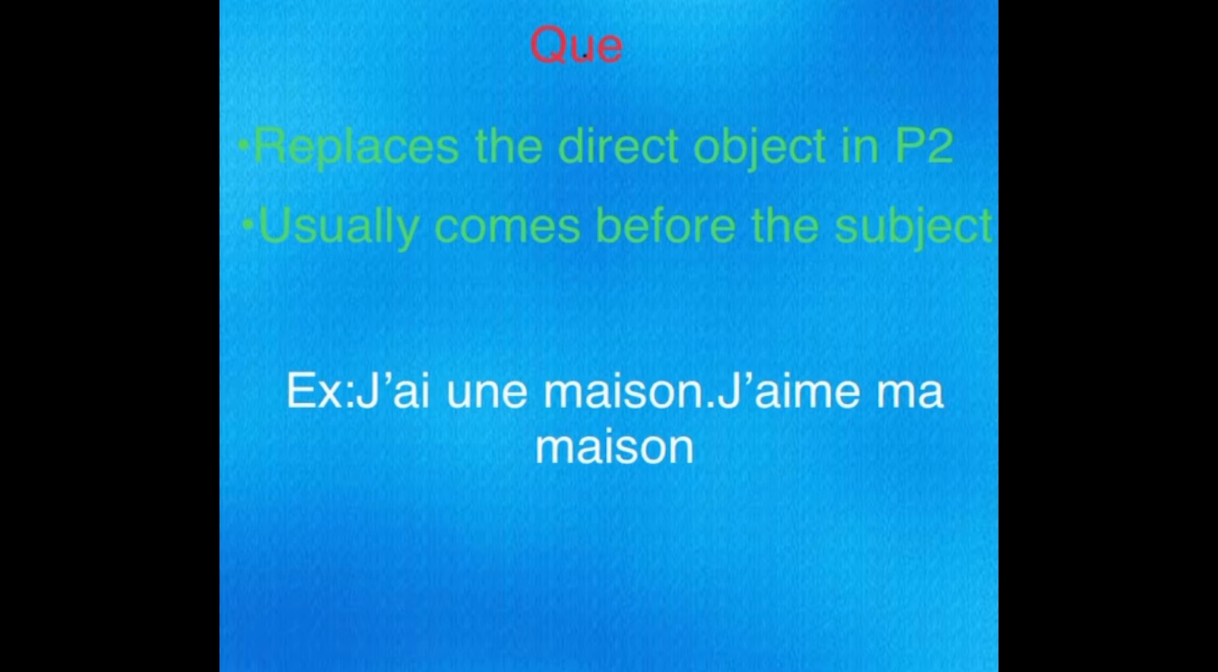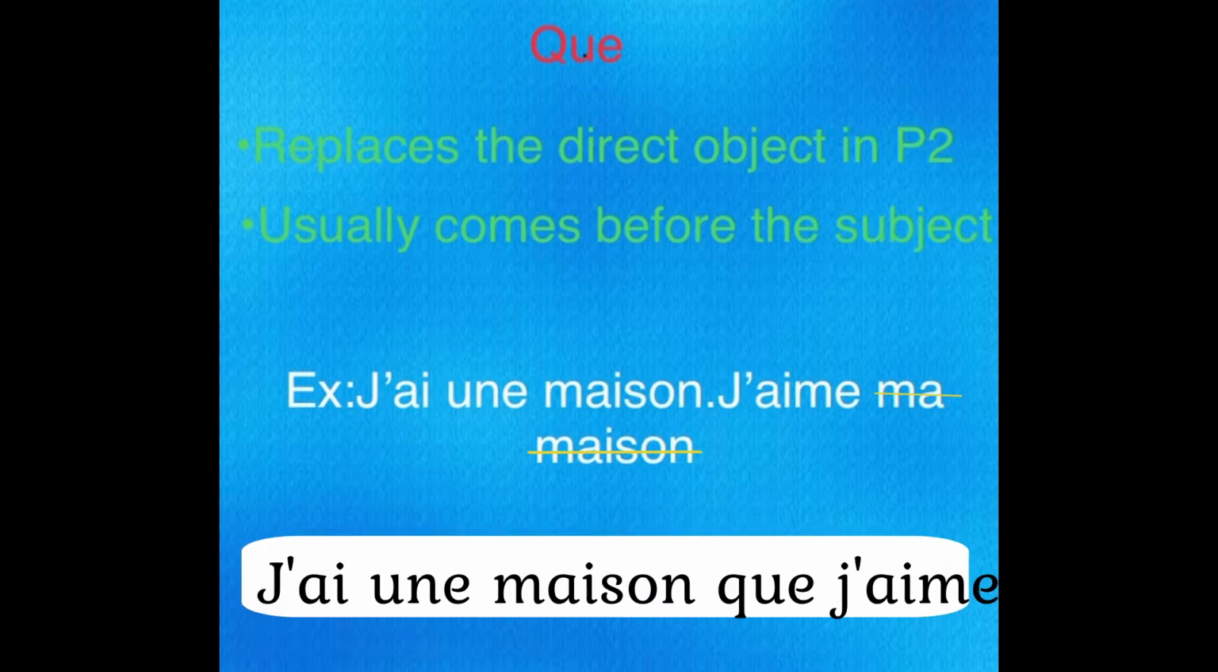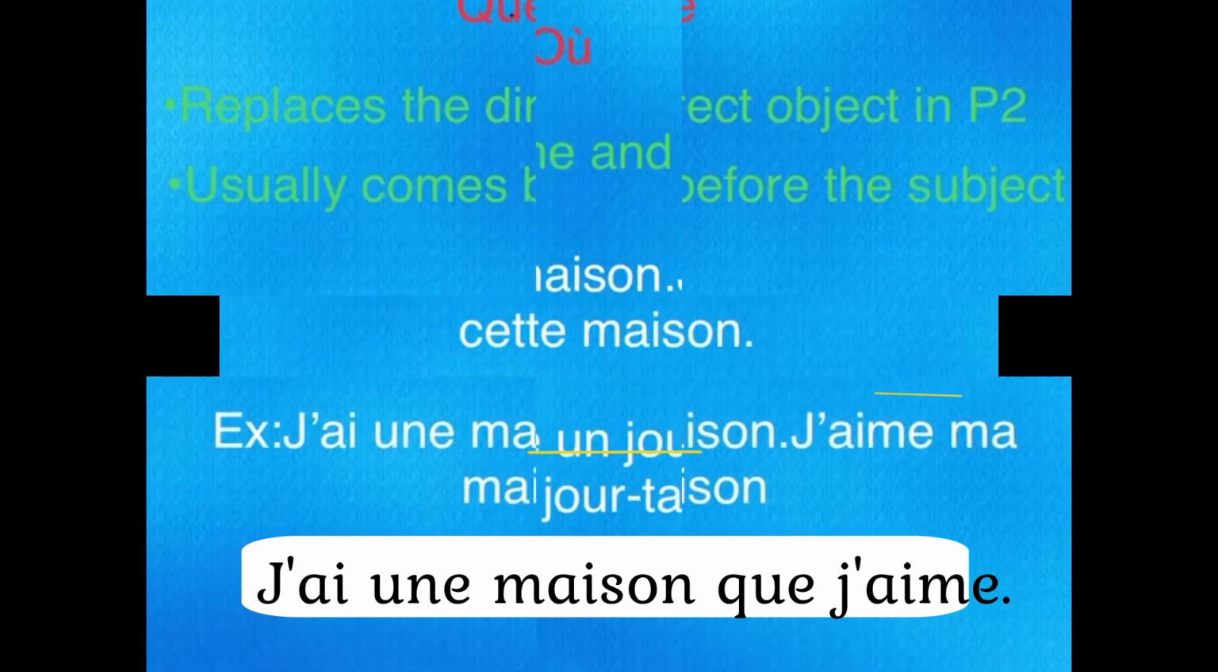Unlike the previous relative pronoun, which comes before the verb, this relative pronoun comes before the subject. An example of a sentence in which que will be used is "J'ai une maison, j'aime ma maison." Now we can see that the direct object in phrase 2 is ma maison, so it will be replaced by que, and que comes before the subject, so it will be "J'ai une maison que j'aime." It translates into: I have a house that I like.